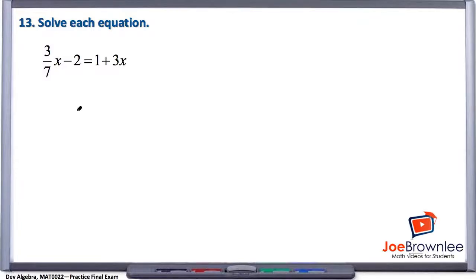All right, number 13, let's solve the equation. We have 3/7x - 2 = 1 + 3x. This is very similar to question number 12. We are solving the equation, so we want to get a positive x all by itself on one side of the equals sign and everything else on the other.